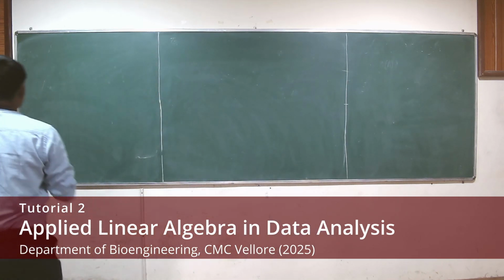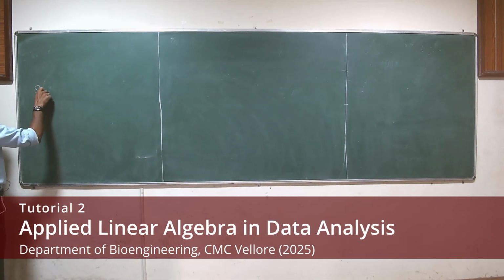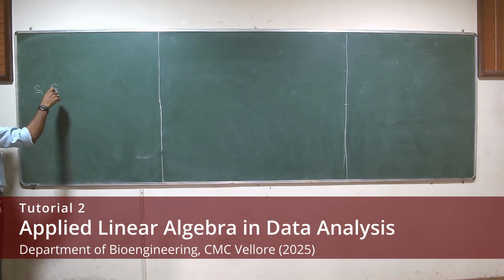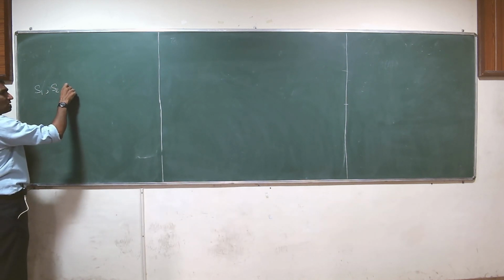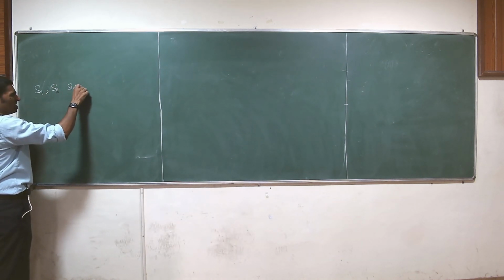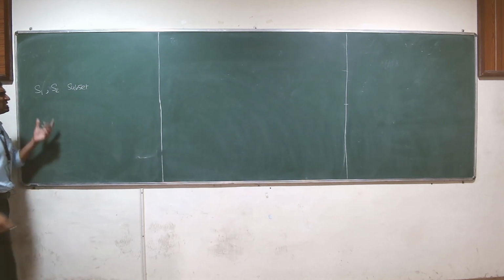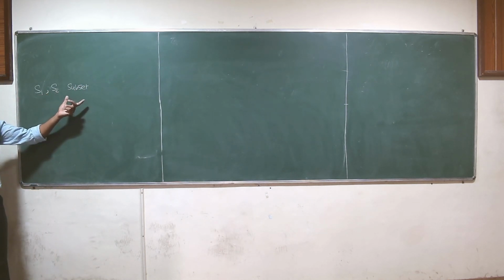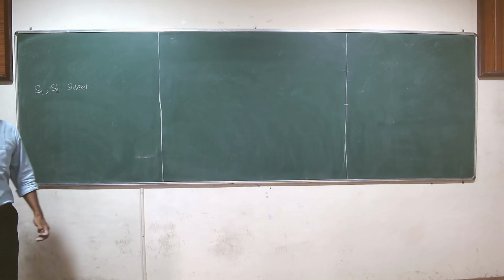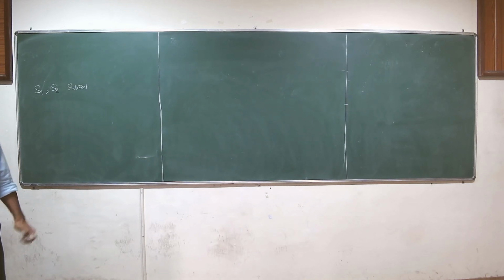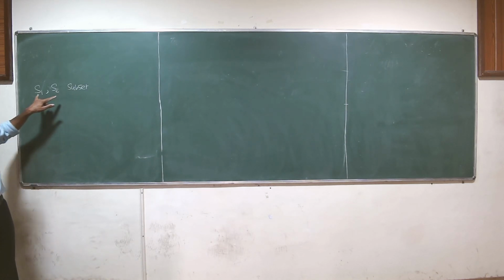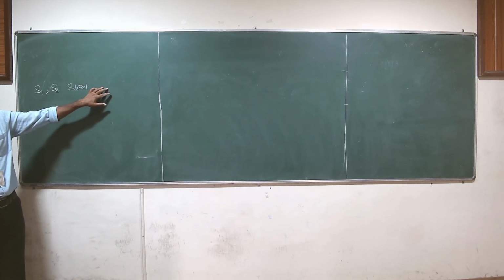So S1 and S2 are subspaces of... subset. Okay. This must be a subspace. These are subspaces of V. No, no. I'm saying the question would have said that S1 and S2 are subspaces of V.